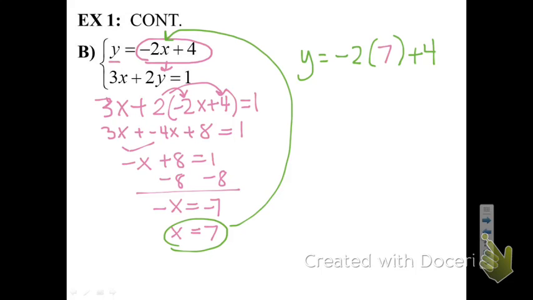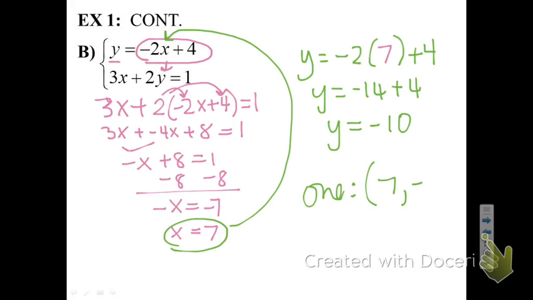And then we'll go ahead and solve this. -2 times 7 is -14 plus 4, which gives us -10. So we get one solution at (7, -10). And that means that those two lines, if we were to graph them, would intersect right at (7, -10). The last step, I will have you check those.